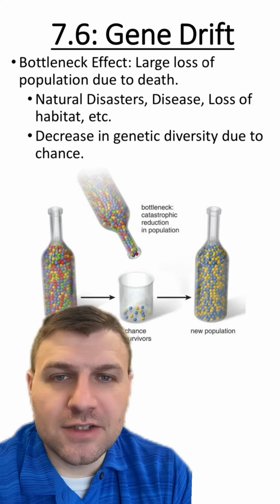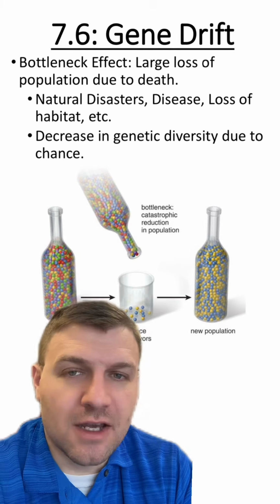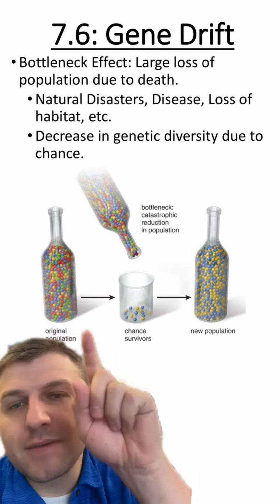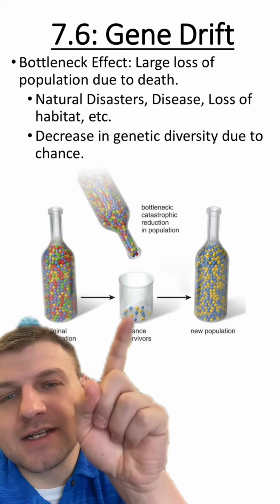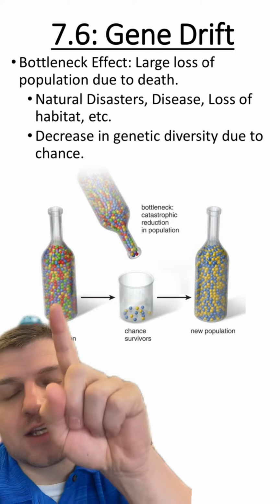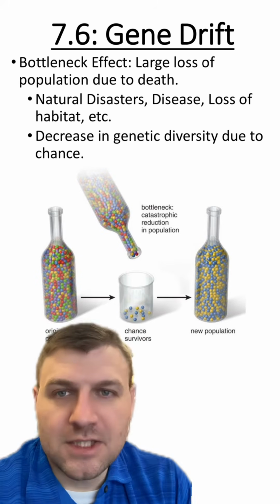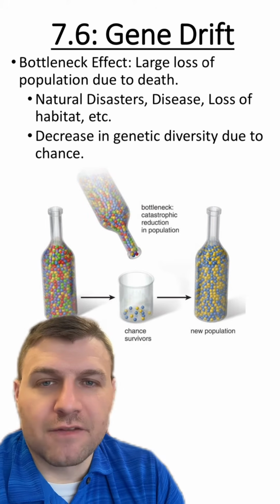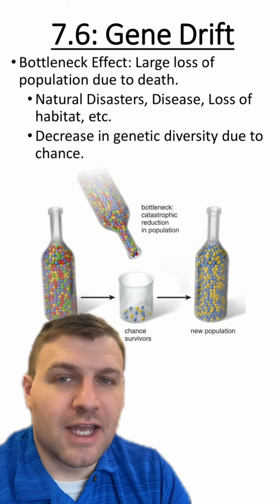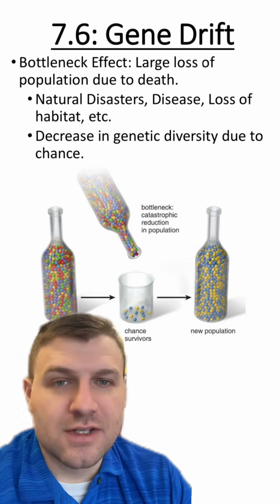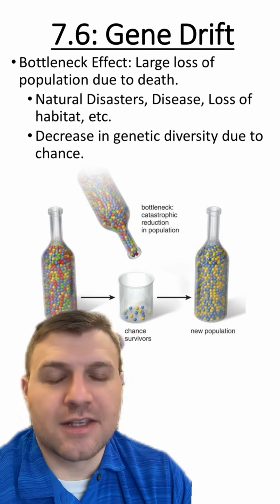The bottleneck effect occurs when there's a large loss of a population due to death. It's going to mimic what happens when you turn a bottle upside down. You can see there's a lot of genetic diversity here, but after it goes through the bottleneck, we have a lot less genetic diversity. Typically, in these cases of the bottleneck effect, there is a large loss of life due to some random event like natural disasters, diseases, or just loss of habitat.